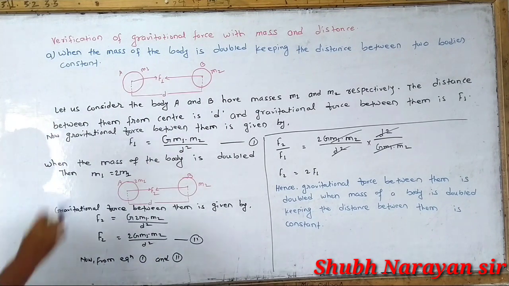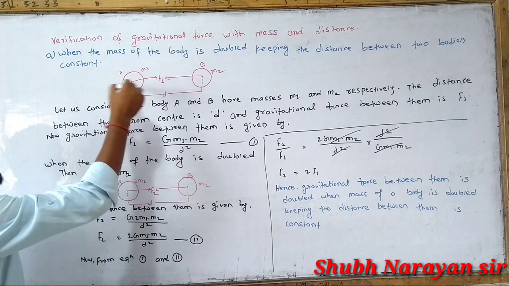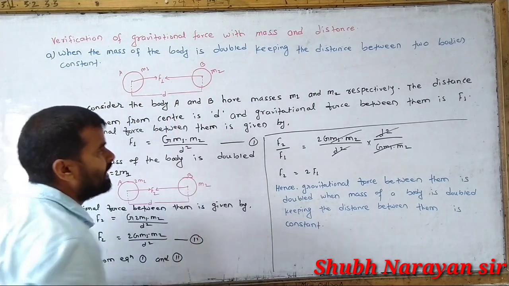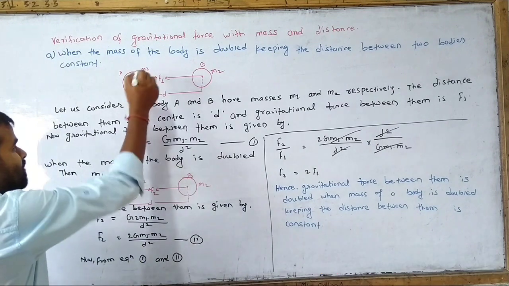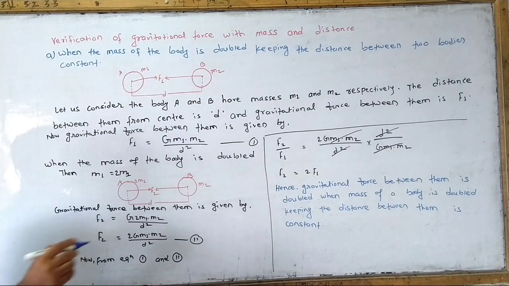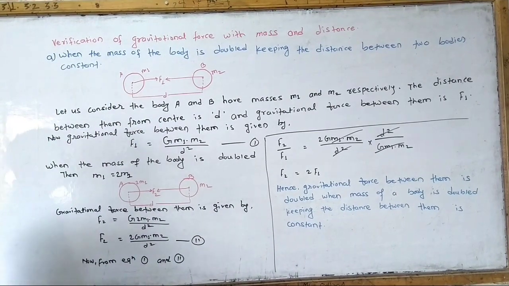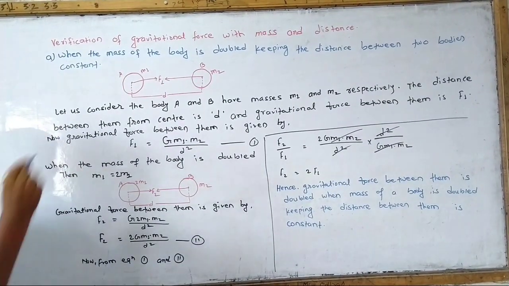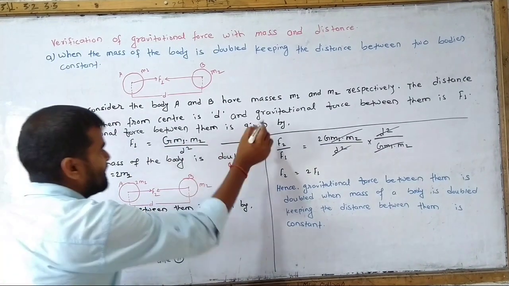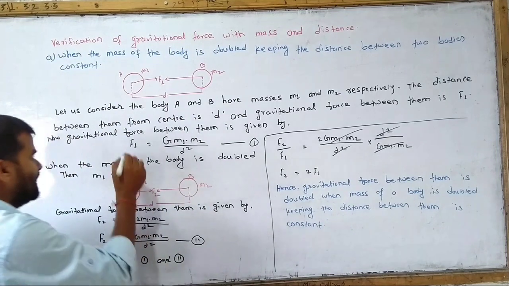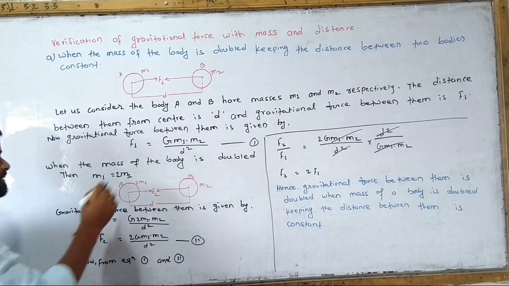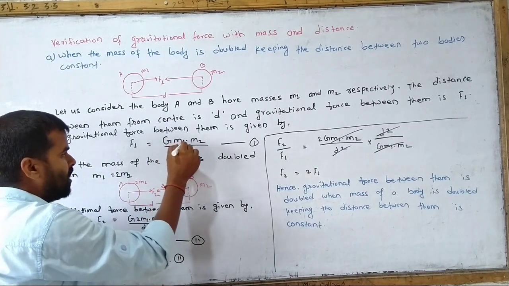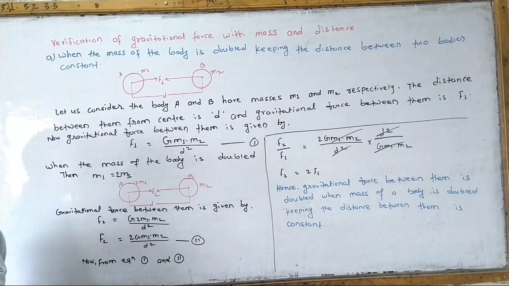In the previous class we started, and we know that these are two objects, or you can say two masses. Let us consider this is body A, this is body B. They have masses m1 and m2, the distance between them from the center is D, and the gravitational force between them is F1. The gravitational force between them is given by F1 equals G m1 into m2 by d square. Suppose this is equation 1.